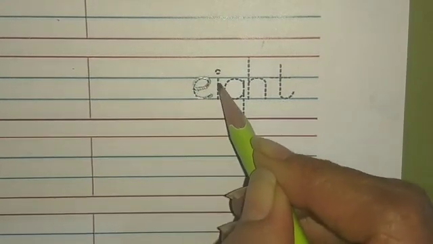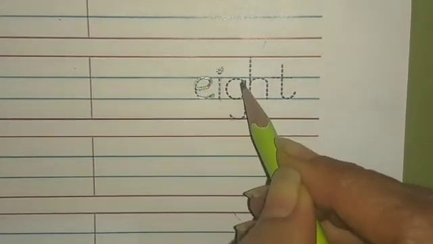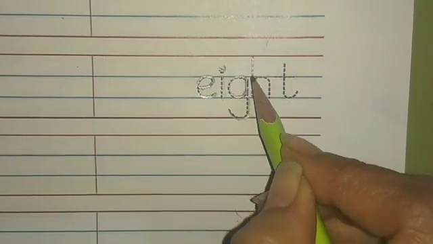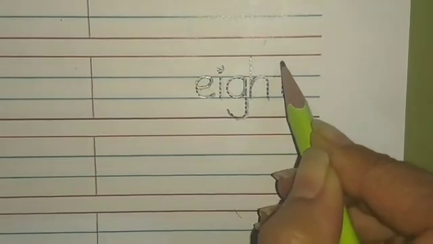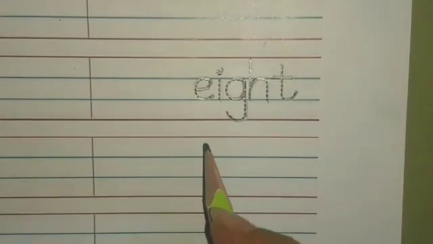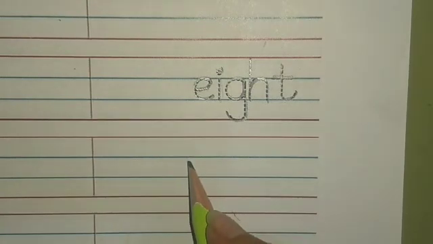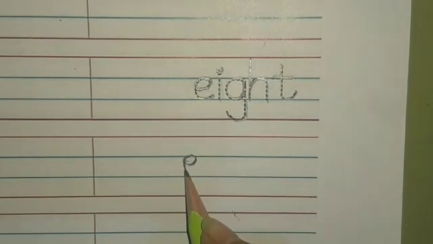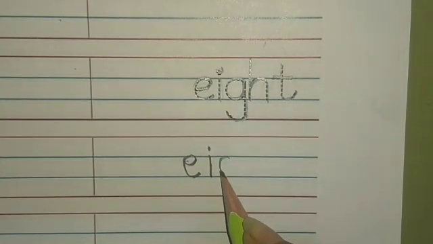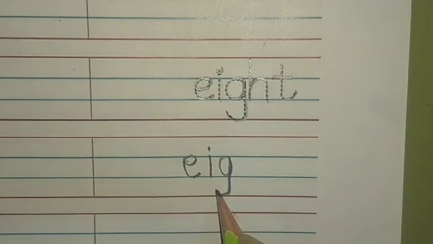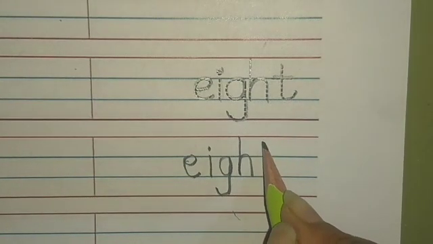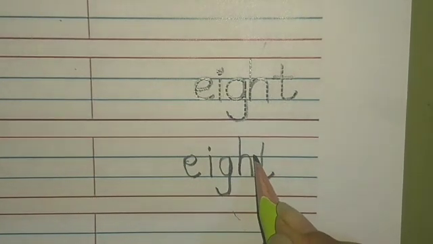E, I, G, H, T 8. Now we will write number name 8 in the next line. E, I, G, H, T, 8.